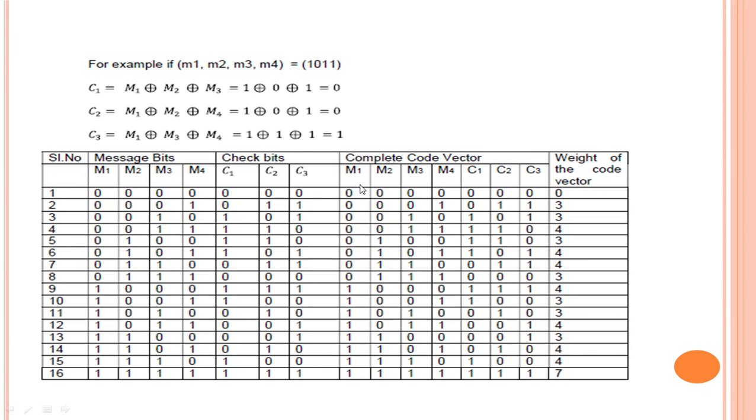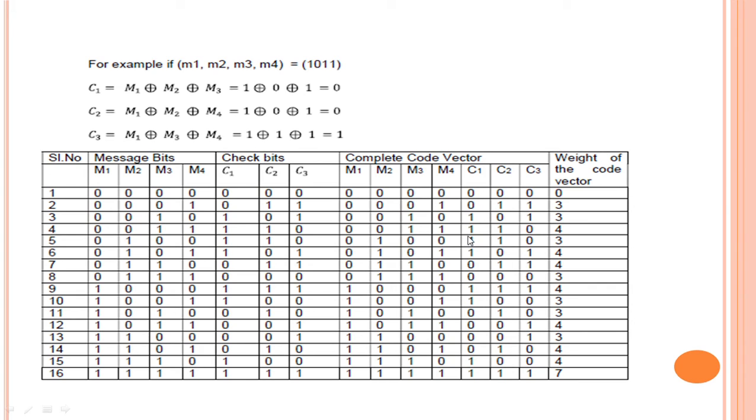So from this, we can write a complete code vector as M1, M2, M3, M4, followed by the check bits C1, C2 and C3. So the block length n here will be 7 bits: 4 message bits followed by 3 check bits. So for 16 combinations of the message vector, we got 16 combinations of code vectors.